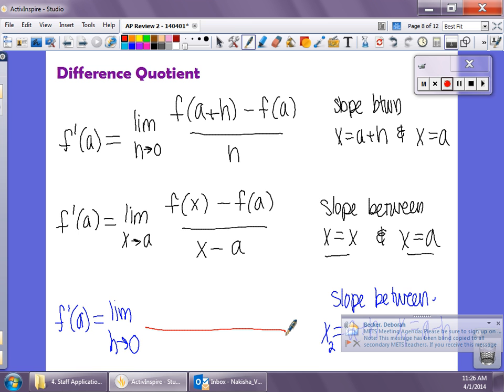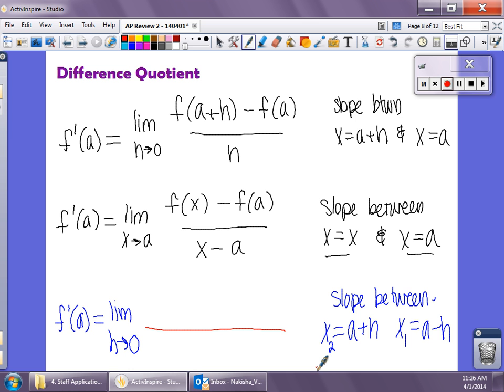Jason, what is y2? What was that again? f of a plus h. y2 minus y1, Isaac. f of a minus h. And then the denominator, we'll say it, and then we'll simplify it after. So x2, a plus h, minus x1, which is this guy.